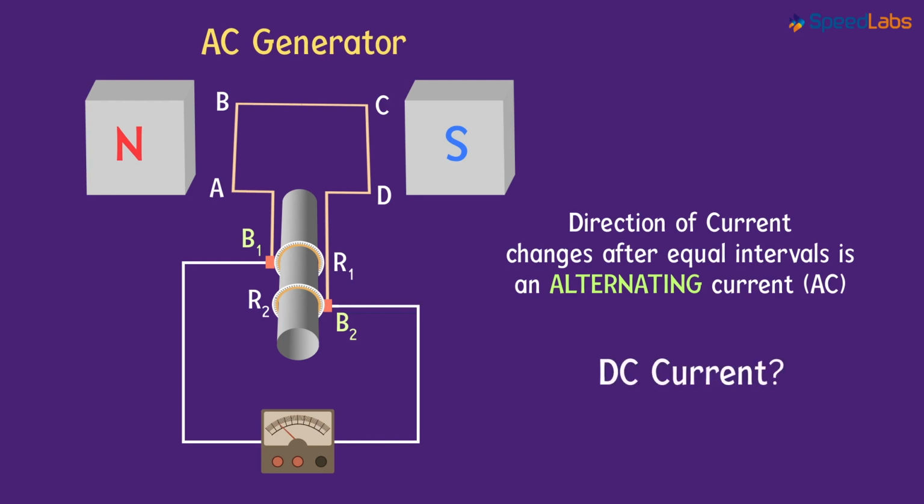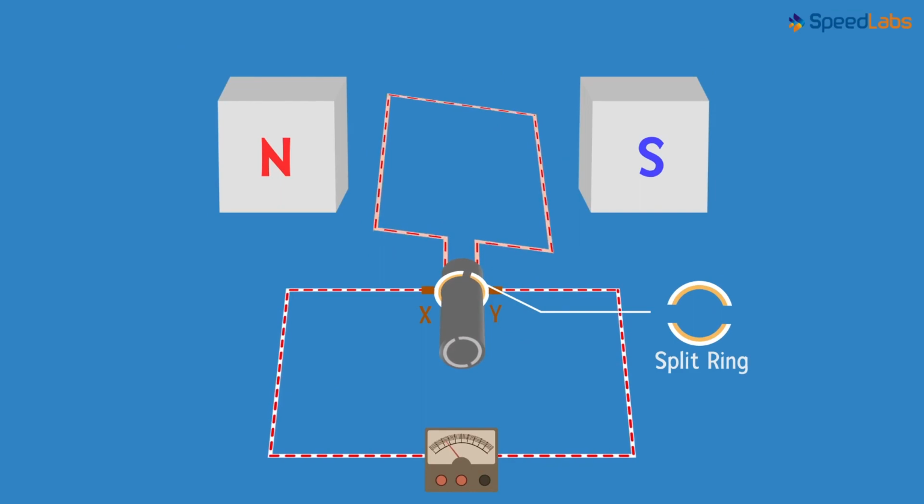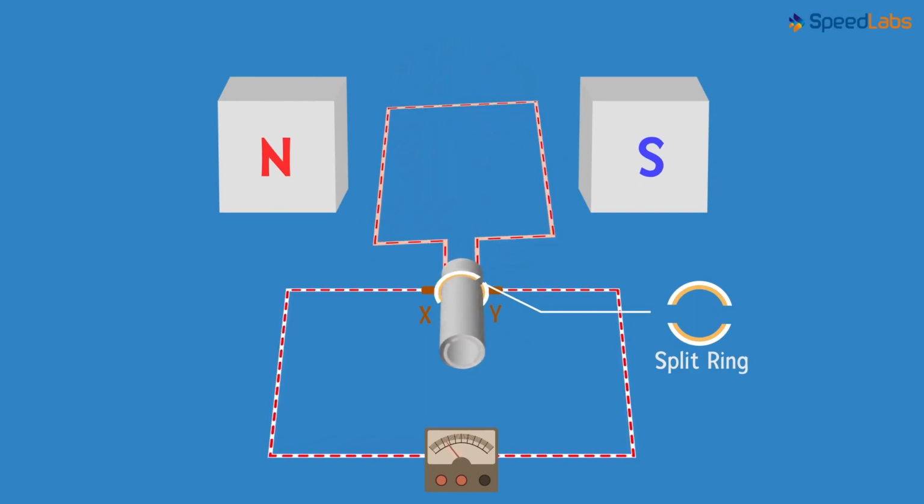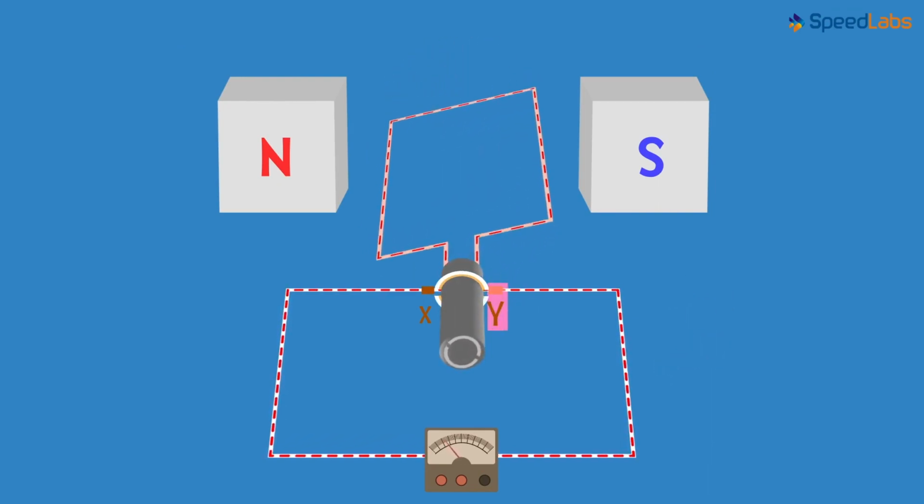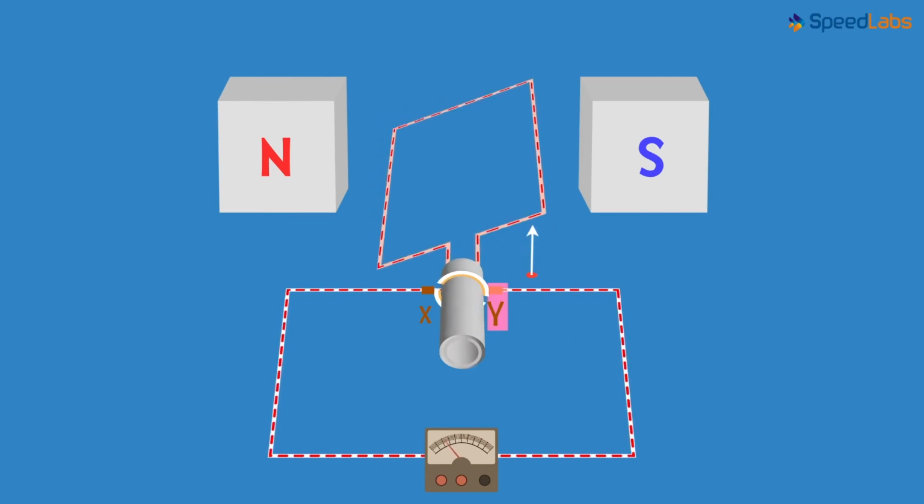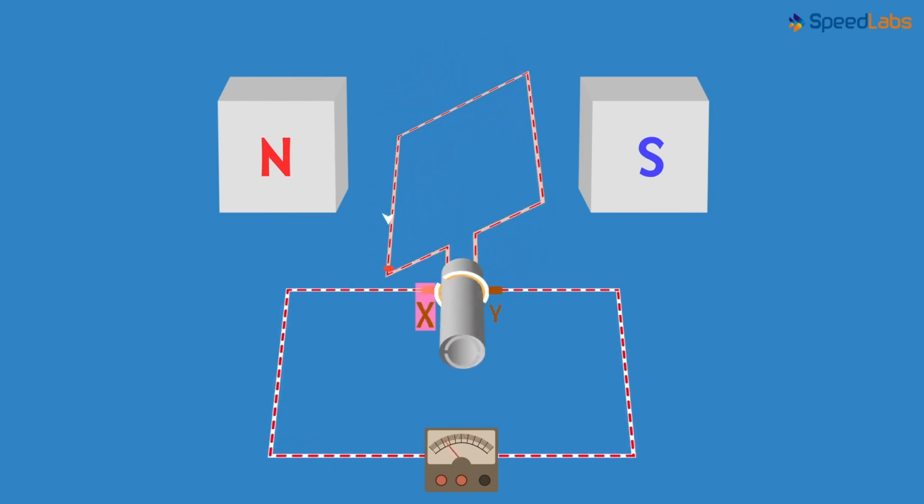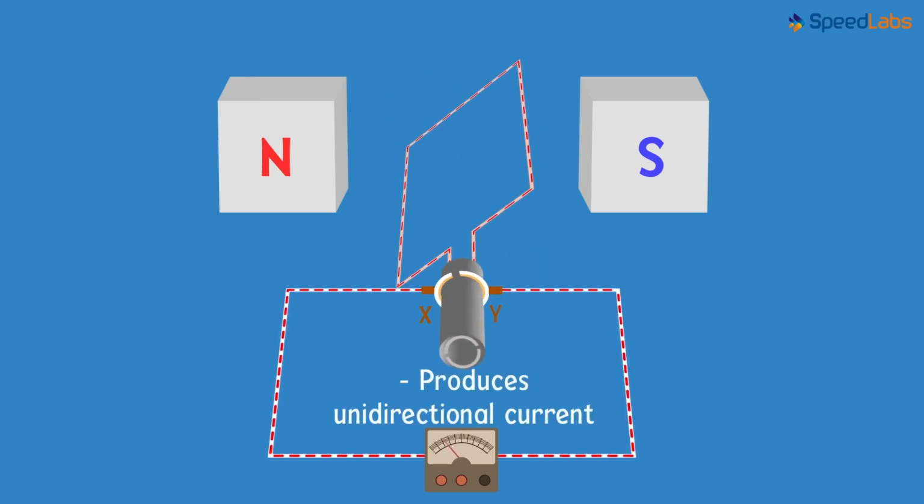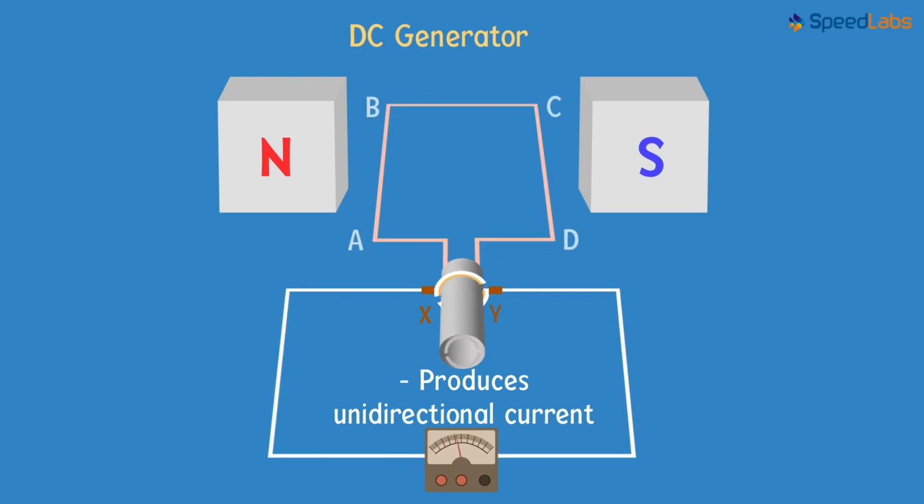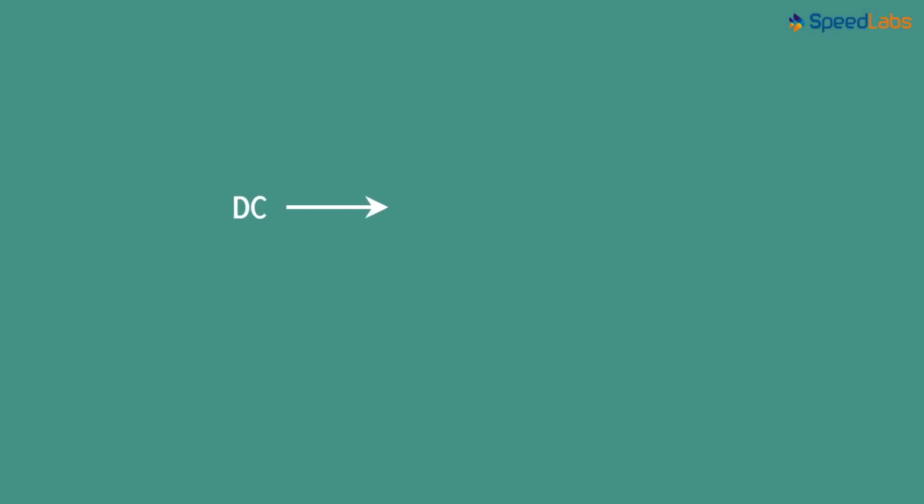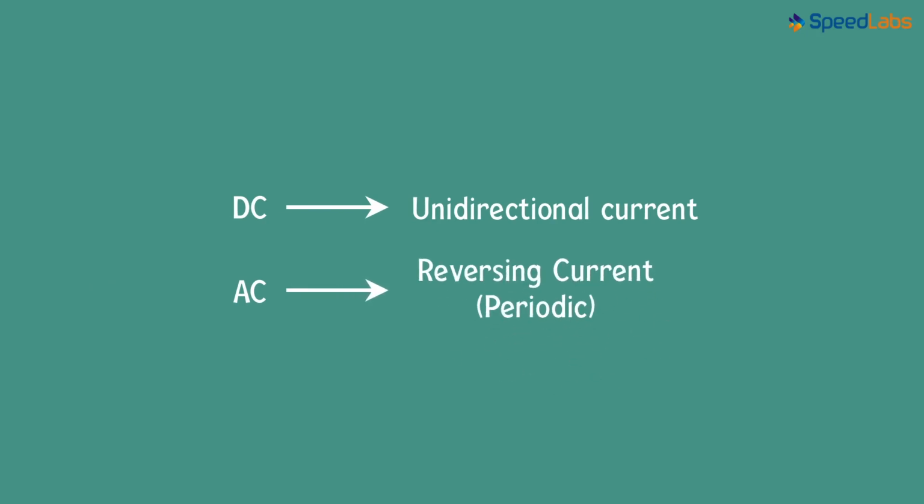It's easy. We just use a split ring type commutator. It's similar to the one we used in the case of an electric motor. If you notice in this case, this brush is always in contact with the arm moving upwards, and this one is in contact with the arm moving downwards. This produces unidirectional current, and this generator will be called a DC generator. So DC is unidirectional and AC is reversing direction periodically.